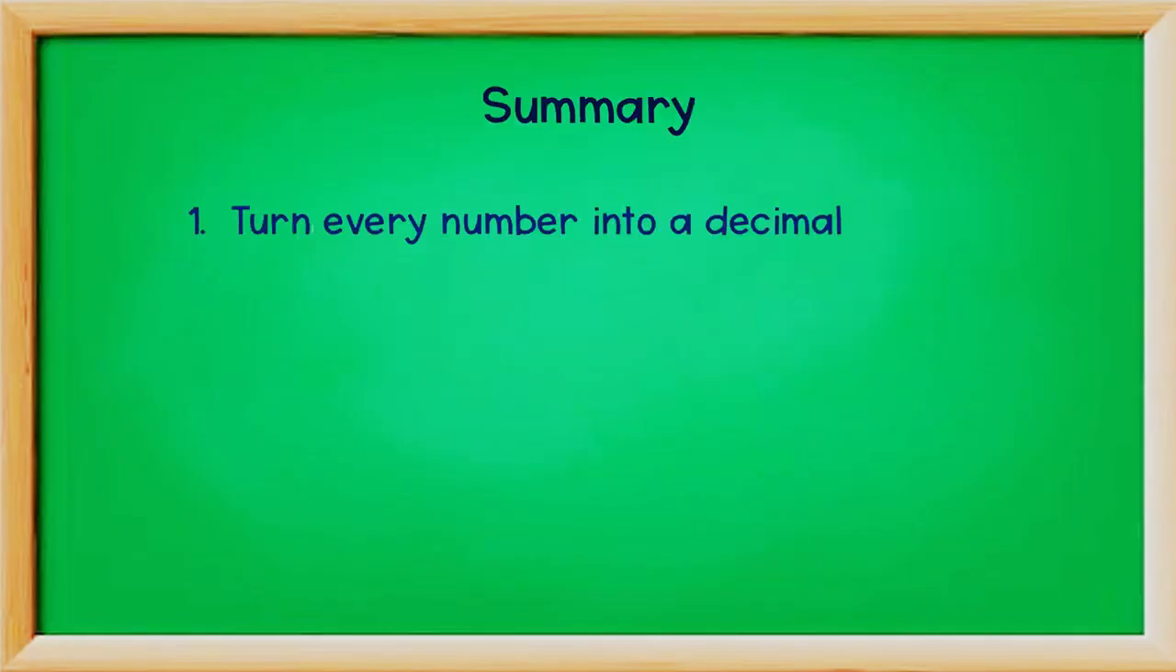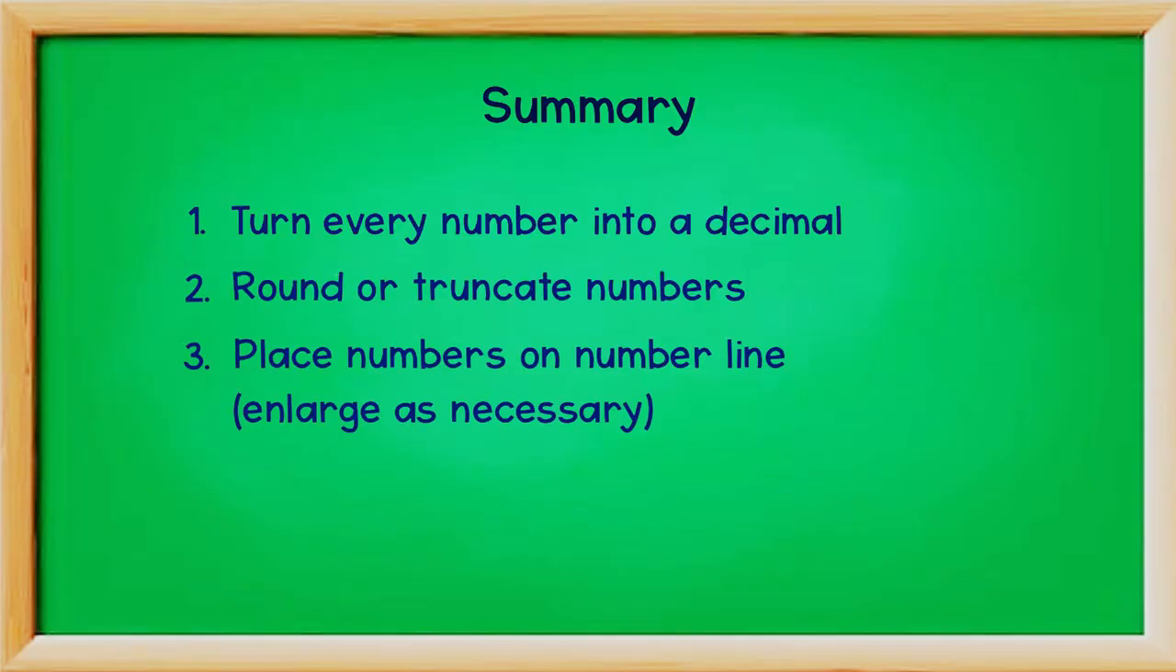Let's take one final look at the strategy we use to order real numbers. First, we turn every number into a decimal. Then we round or truncate the numbers. Third, we place the numbers on a number line and enlarge the number line as necessary. And lastly, we put the numbers in order.